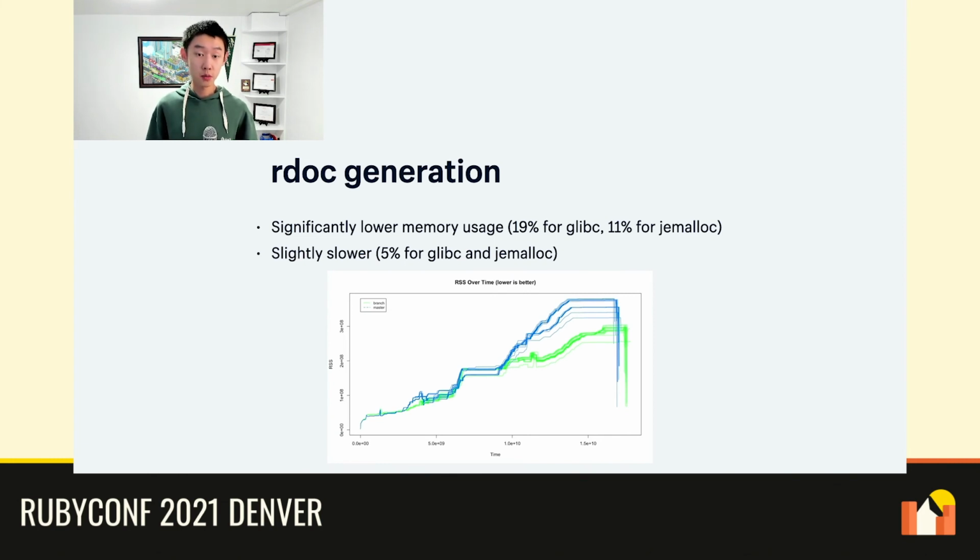rdoc generation generates the Ruby documentation. Unlike Railsbench, where variable width allocation used more memory, here we see significantly lower memory usage for a slight reduction in performance. You can see in this graph that the branch uses significantly lower memory.